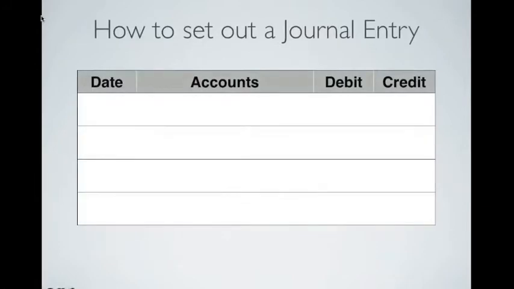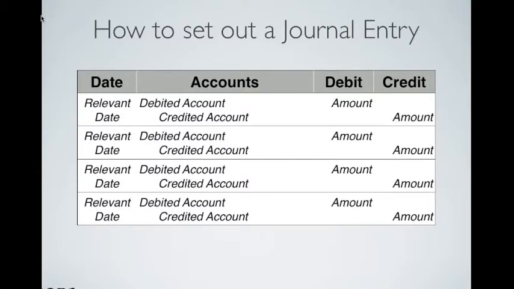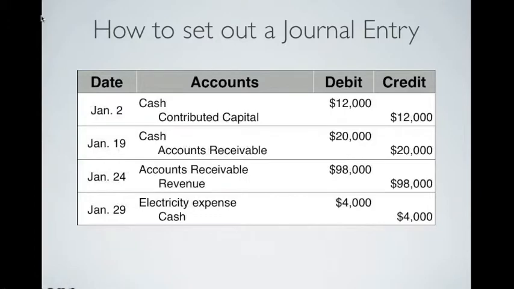How to set up a journal entry. Now as you can see, this is how you set it up. You've got your date, accounts, debits and credits. Putting in the relevant date on the left, you have your debited account on top, and then you have your credited account inserted to the right slightly underneath it, and then you have your debited and credited amounts, which are always the same. Now this is what it should look like, just so you know where we're heading.